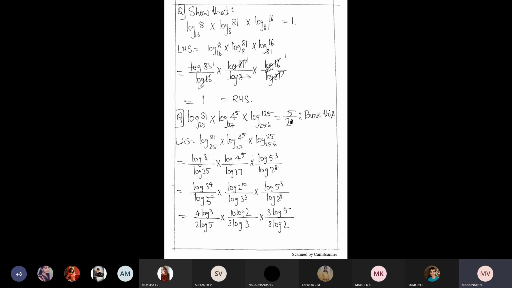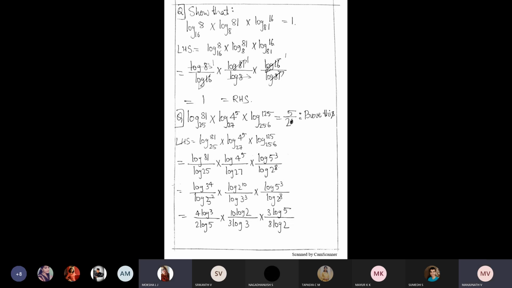Copy this problem, Moksha. I'll explain it. Don't worry, it's very simple. I'll try to make it as simple as possible, only for your sake. Thank you, sir. Copy the problem. Now, have you copied the problem?